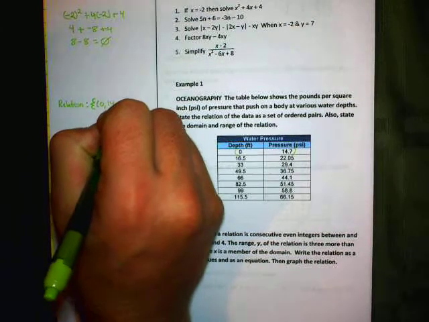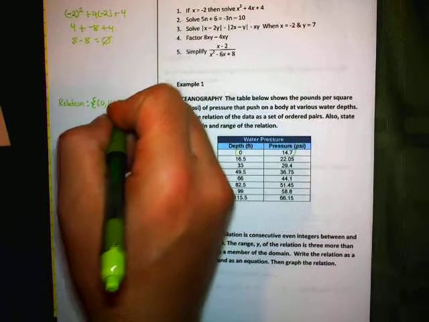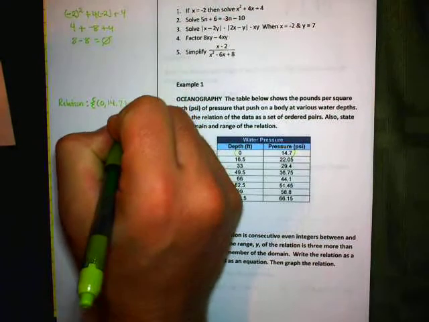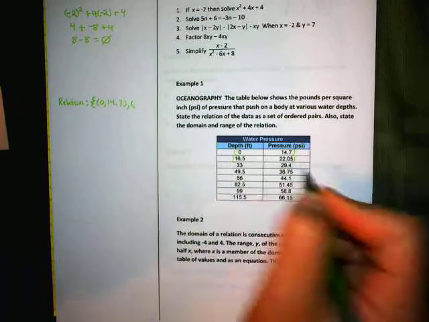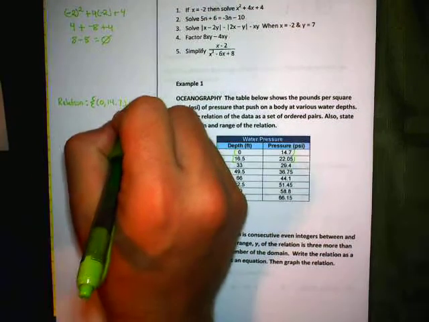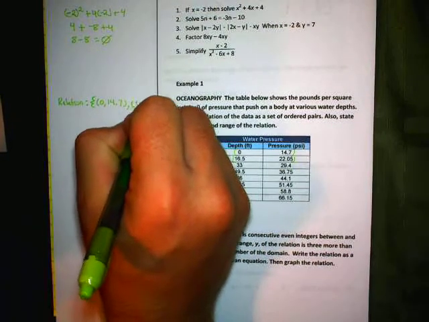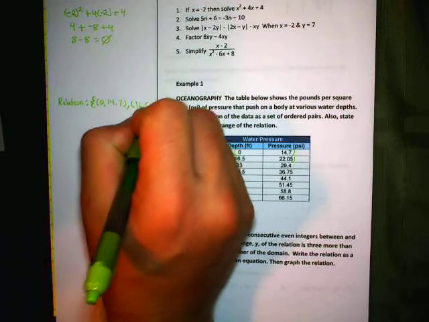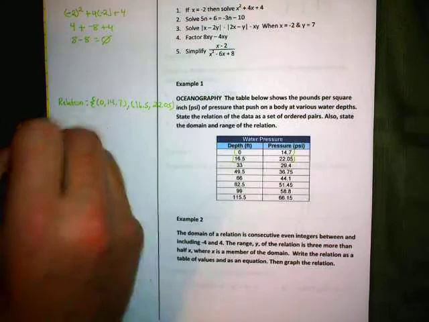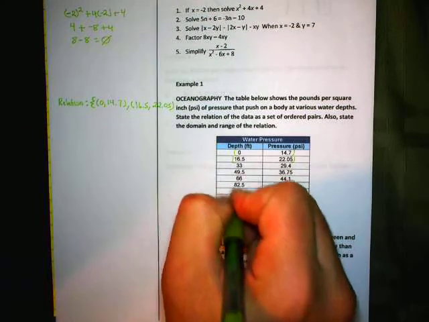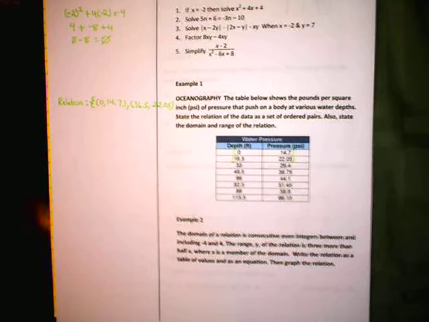Then I'm going to put another set of parentheses. I'm going to open it up. And the next one in line would be this: 16.5 and 22.05. So 16.5, comma, 22.05. Close that. I'm just going to come down here and keep going basically down this list. Okay, that's how I'm stating the relation.